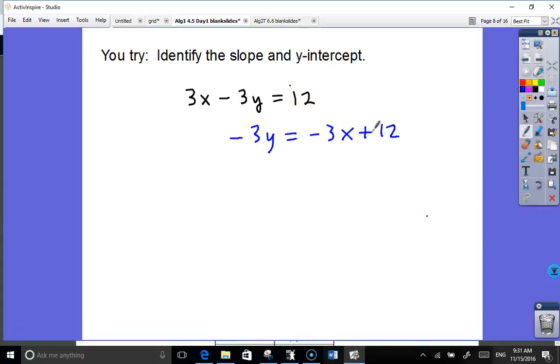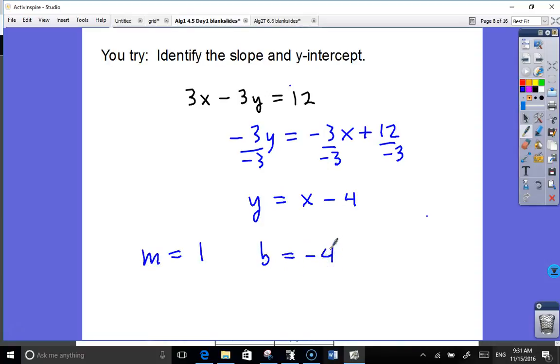Okay, then what? You divide every term by -3, right? So that gives us y equals -3 over -3 is +1, which we usually don't write, right? And then -12 over -3 is 4. Okay, what is the m? 1, and the b is -4. Piece of cake.